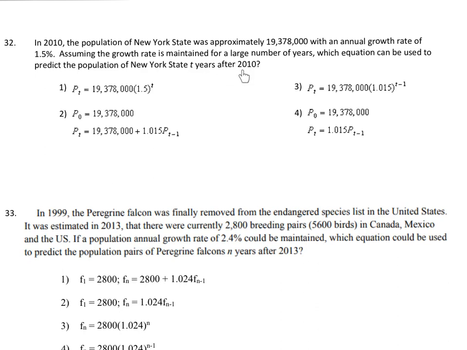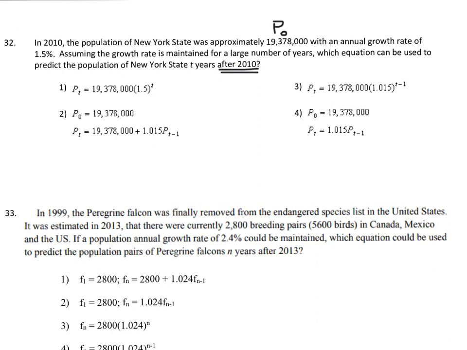So this word after is really important here. Since we're talking about after 2010, 1 year after 2010, and notice they're using P instead of a sub n and a sub 1, they're using P. 1 year after 2010 would be P sub 1. Since this is the population in 2010, this would be the initial population. They're just using a P for population. This would be P sub 0. This is the initial population.